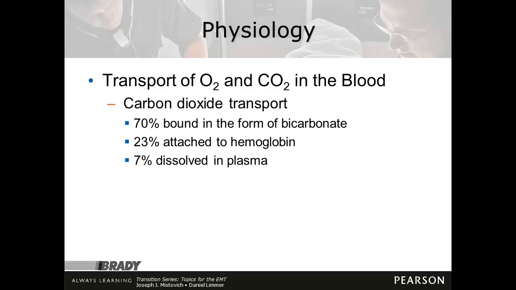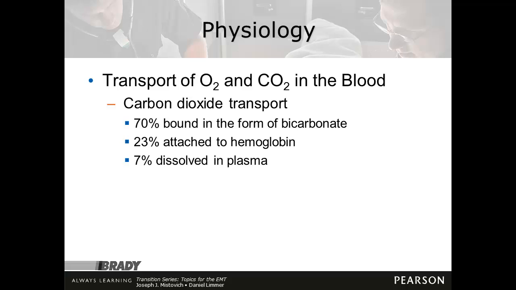Carbon dioxide is transported in three ways. About 7% is dissolved in plasma, 23% is attached to hemoglobin, and 70% is bound in the form of bicarbonate. When CO2 leaves the cells and crosses into the capillaries, a small amount dissolves in the plasma, a larger amount attaches to hemoglobin, and most of the CO2 combines with water to form H2CO3, or bicarbonate.